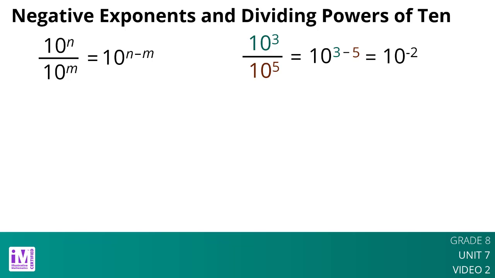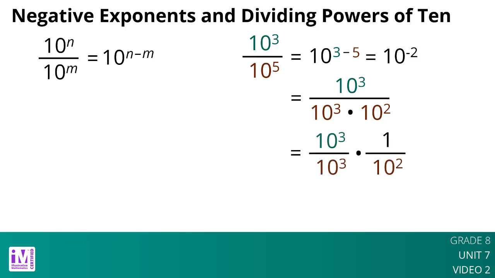To see why, notice that 10 to the fifth power can be rewritten as 10 to the third power times 10 to the second power. This expression can be rewritten like this. So the original expression is equivalent to 1 divided by 10 to the second power, or 10 to the negative second power.